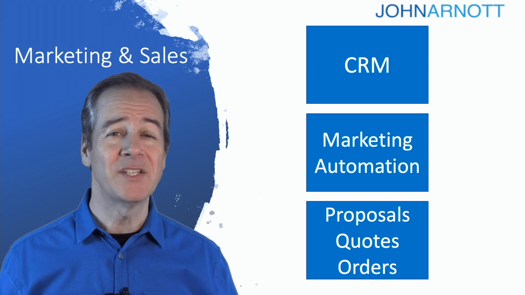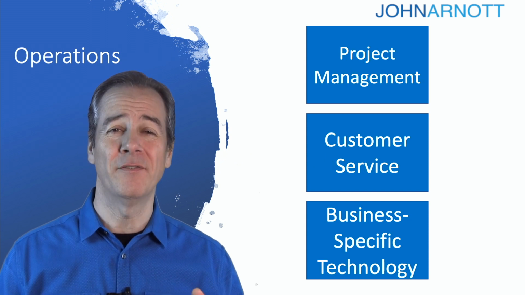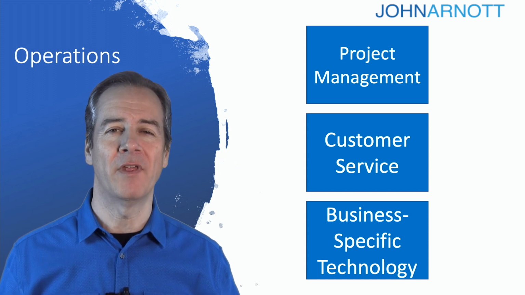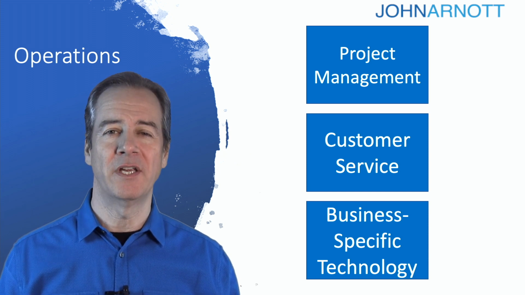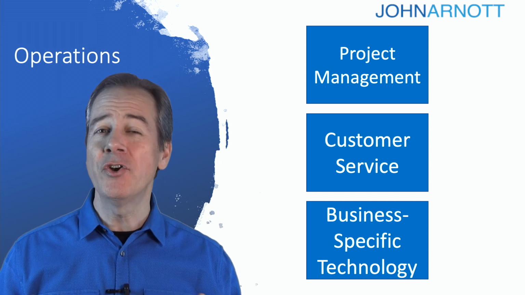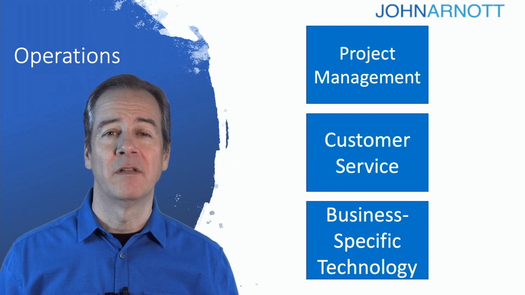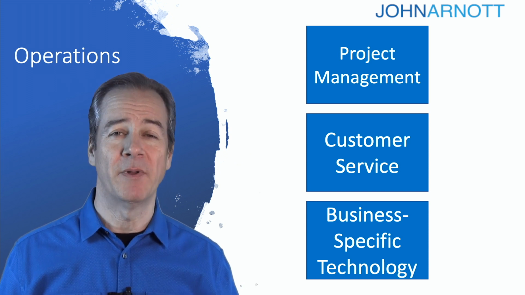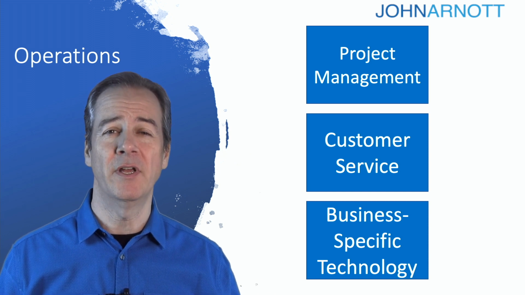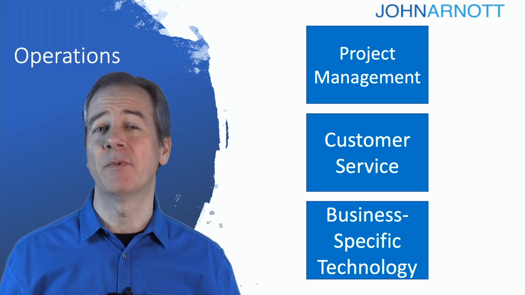Now, let's talk a bit about operations. Operations is where the services are delivered. This is when somebody has hired your company to do something for them. Your operations organization is responsible for delivering those services. And underneath operations are some underlying components. The first one is project management. Now you may have a dedicated project management system specific to the type of business you're in, or a more general project management system. The next is customer service.